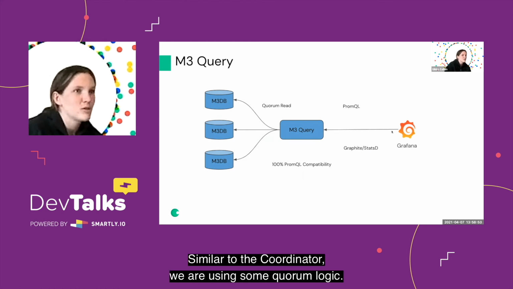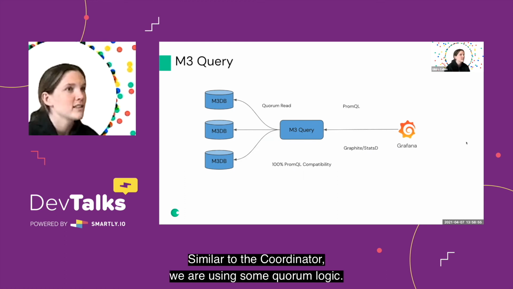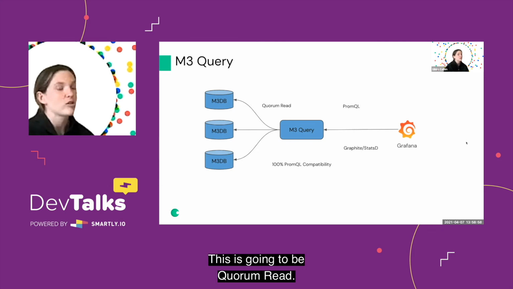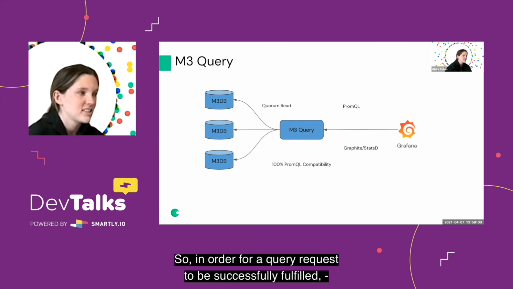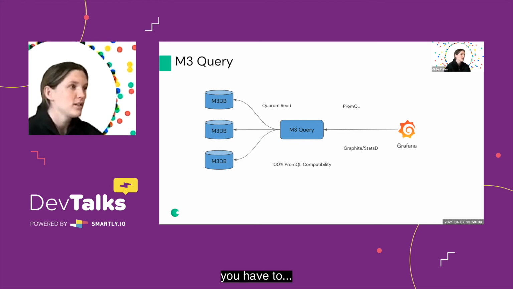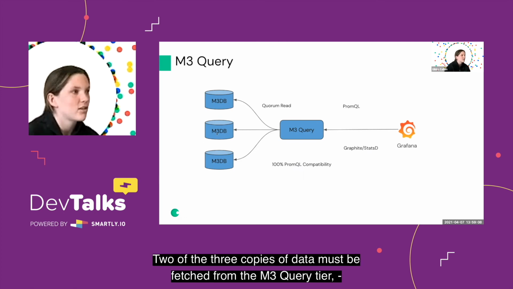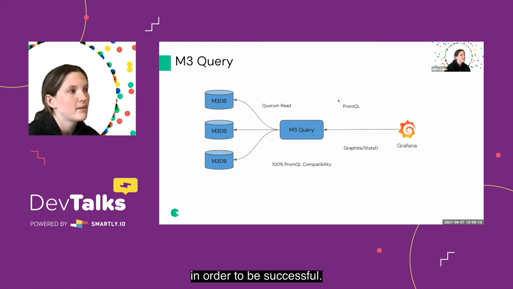When doing this, similar to the coordinator, we are using some quorum logic. This is going to be the quorum read logic, which basically means that in order for a query request to be successfully fulfilled, 2 of the 3 copies of data across your nodes must be successfully fetched from the M3 query tier.